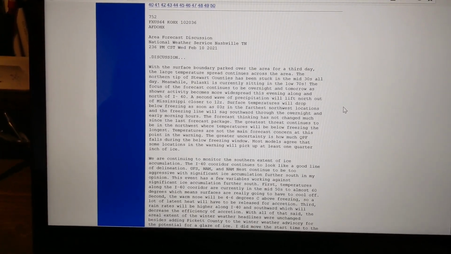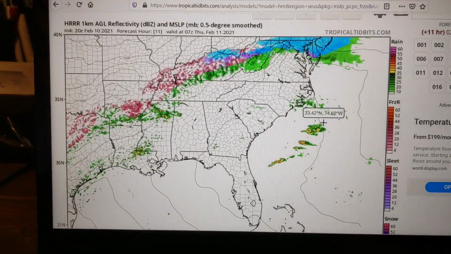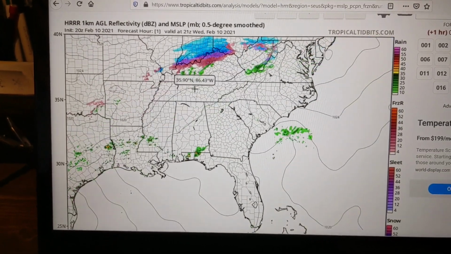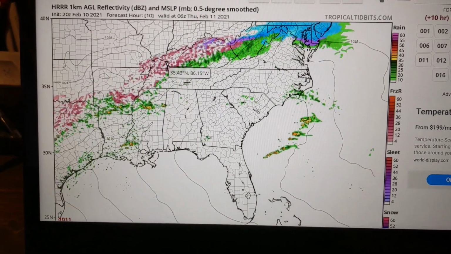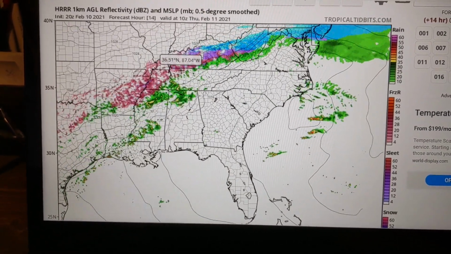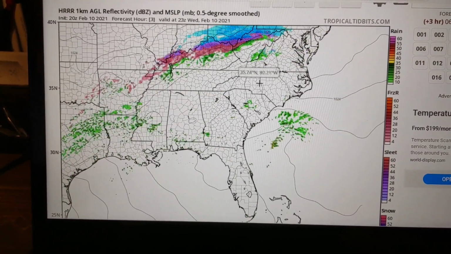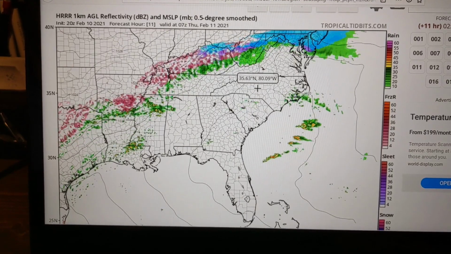So let's take a look here at some other products, like from Tropical Tidbits. Looking at some of the National Weather Service models here. So this is the high-res rapid refresh model that's going on. Looking at a potential icing situation, possibly for Nashville. It's on the edge there. Definitely throughout the day on Thursday, we'll see some more stuff going on.